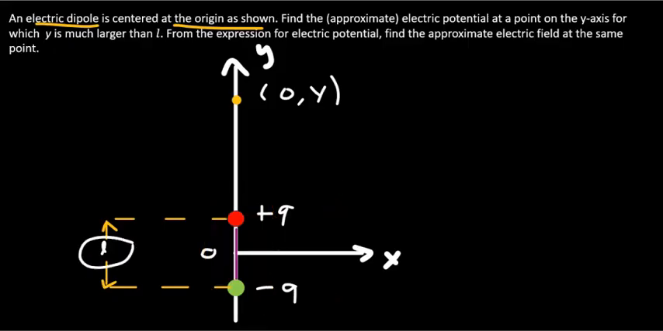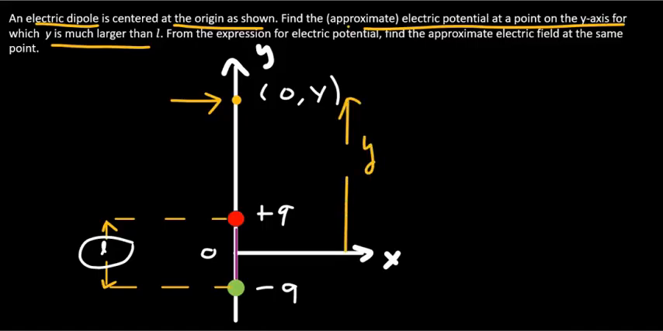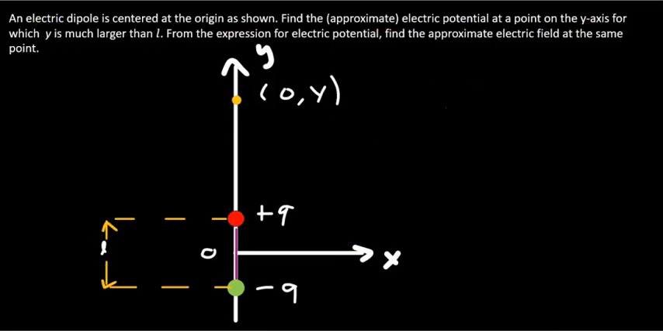You want to find an approximate electric potential at a point on the y-axis for which y is much larger than L. This point right there. So that distance can be taken to be y. So y is much larger than L. And from that expression for electric potential, find the approximate electric field at the same point. Electric potential is easier to compute because it is a scalar. So let's do that first.